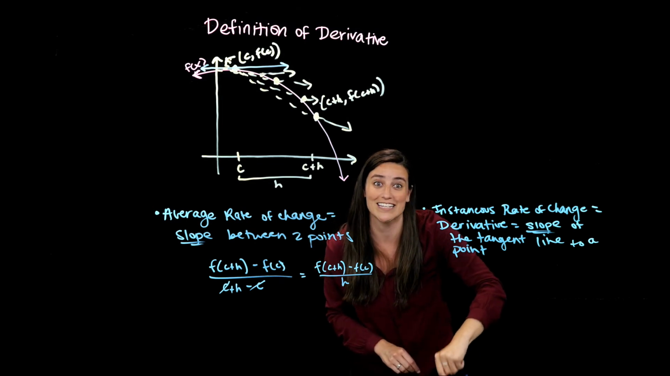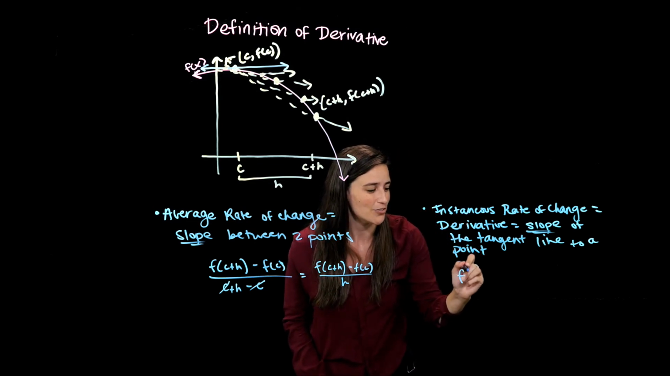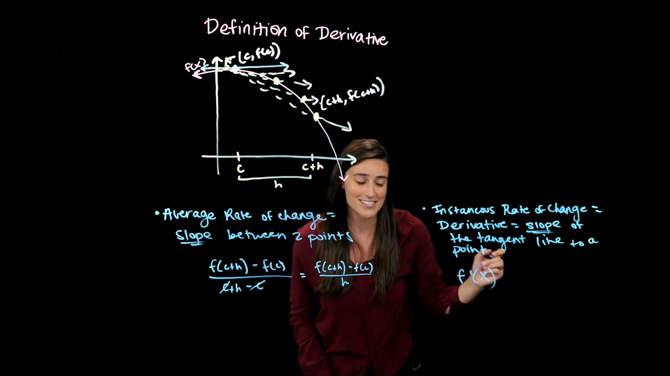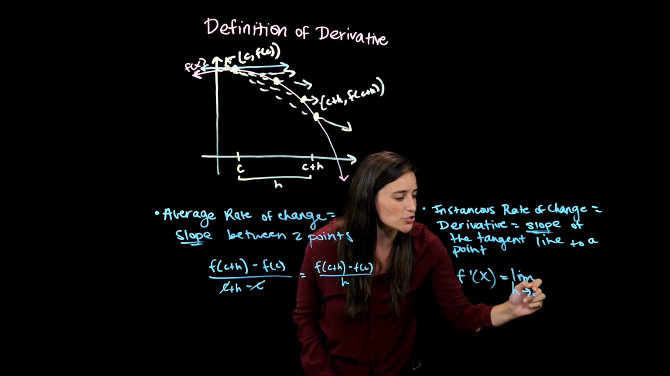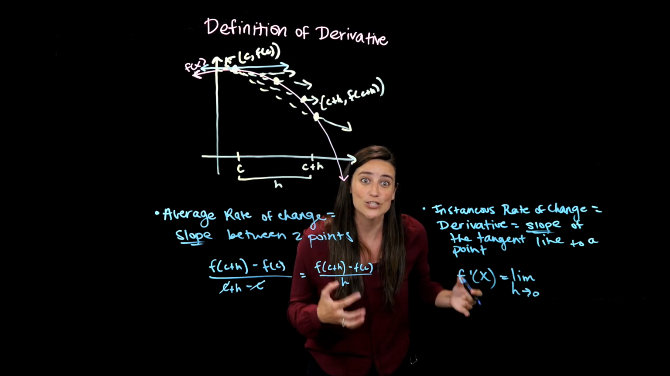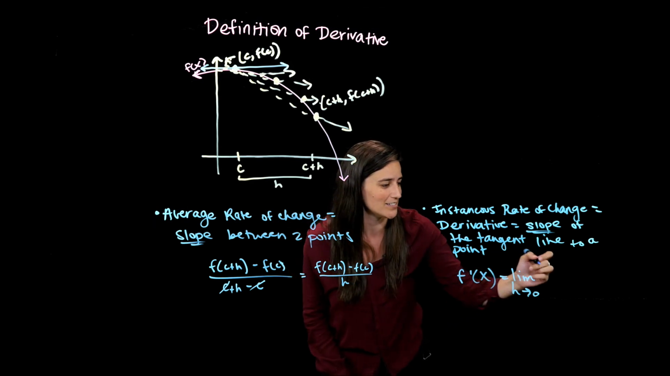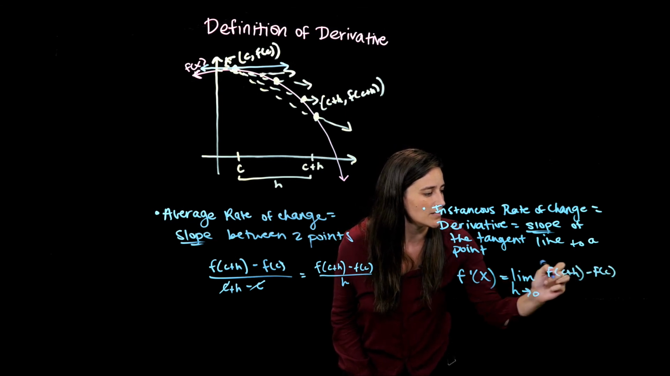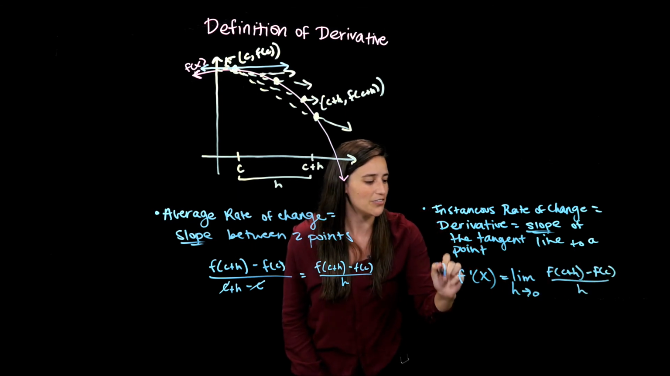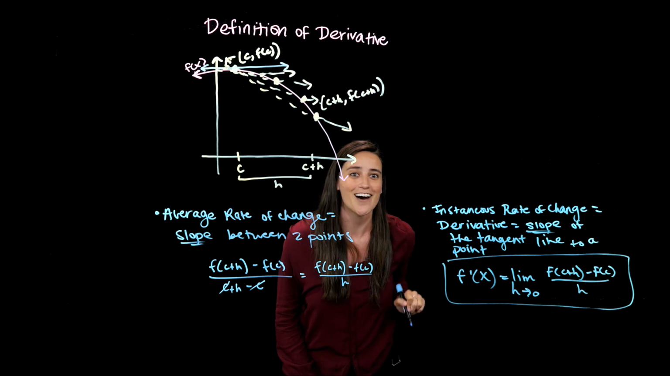So the way this looks in calculus speak, the derivative, f prime of x, is equal to the limit as h approaches 0 of the slope of those secant lines. So f of c plus h minus f of c divided by h. This is the definition of the derivative.